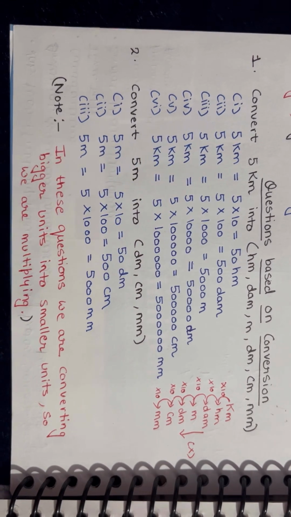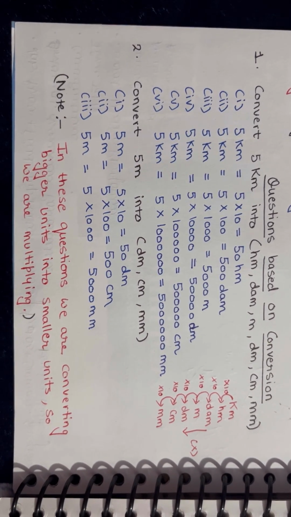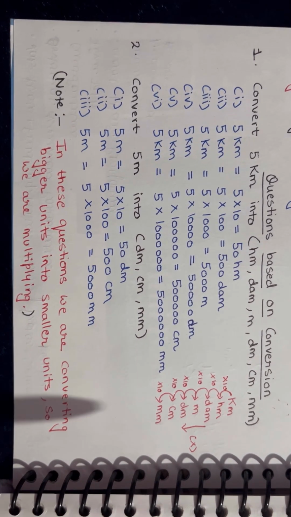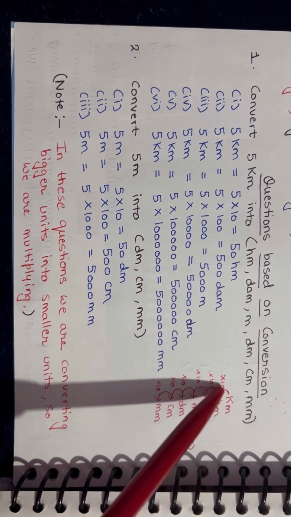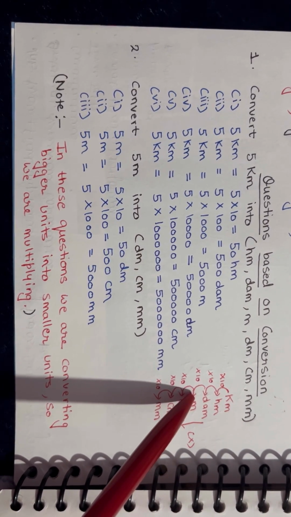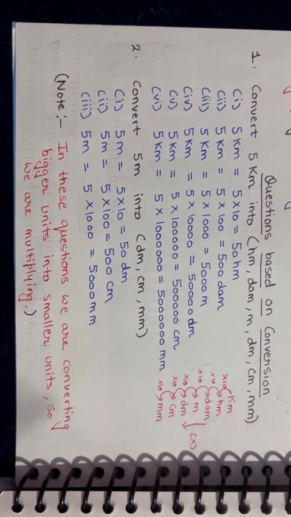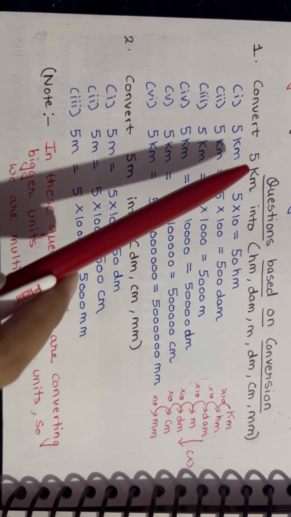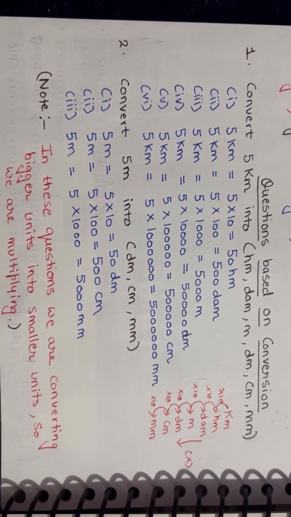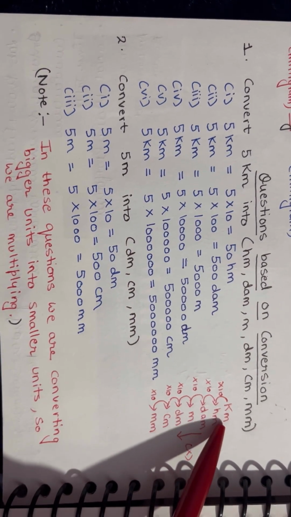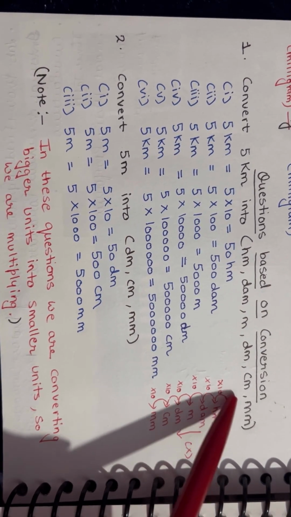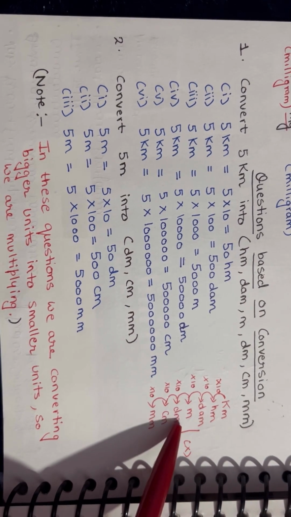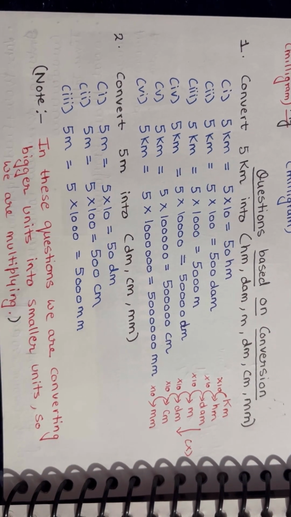Now in third part we are converting 5 kilometer into meter, and it is third step below than kilometer, so we will multiply by 1000. Now, in fourth part, we are converting 5 kilometers into decimeter, and you can see in this series that decimeter is 4 steps below than kilometer, so we will multiply by 10,000.